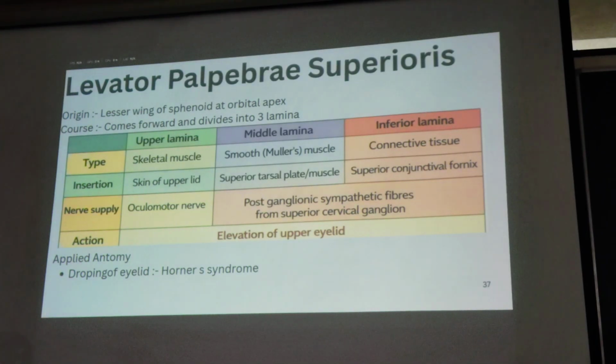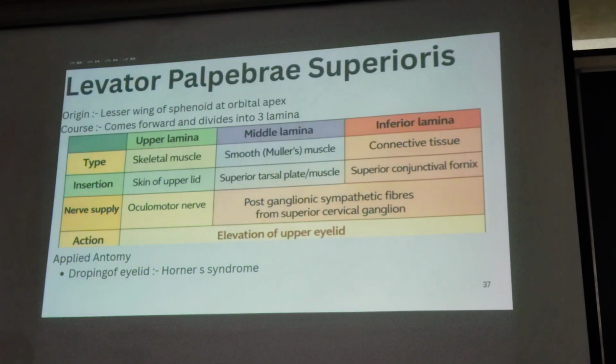The upper lamina is inserted on the skin of the upper eyelid, the middle lamina is inserted on the superior tarsal plate, and the inferior lamina is inserted on the superior conjunctival fornix.